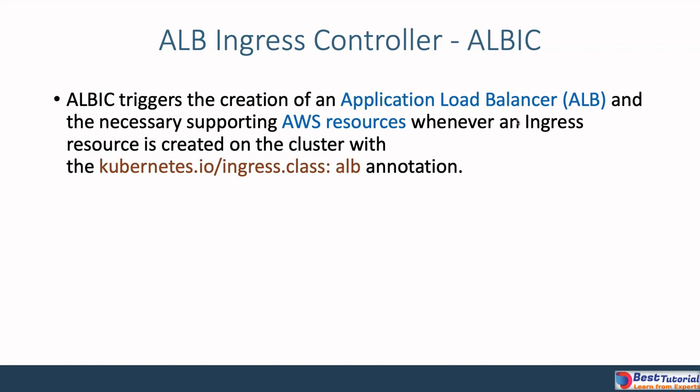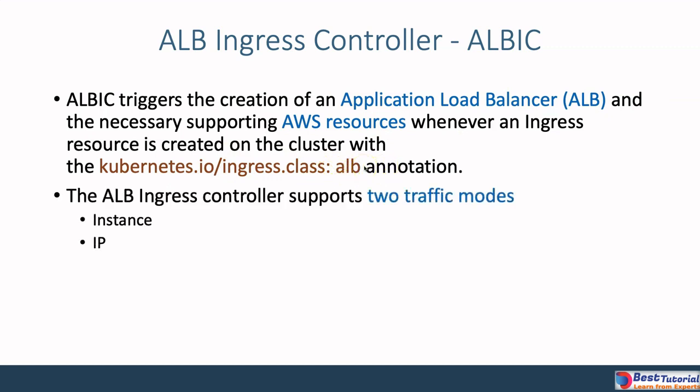So let's see what this ALB IC is. ALB IC is nothing but the ALB Ingress controller, right? So ALB IC triggers the creation of an application load balancer and the necessary supporting AWS resources whenever an Ingress resource is created in the EKS cluster, with the annotation kubernetes.io/ingress.class equal to alb.